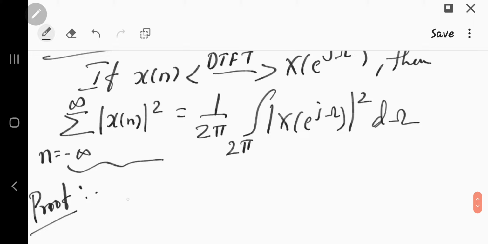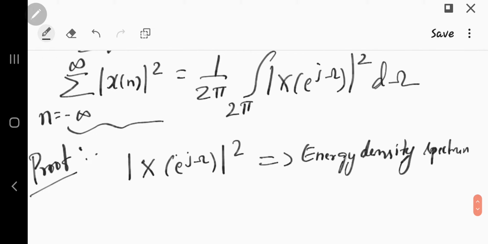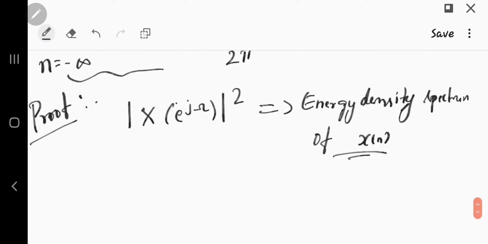That means you see this, X of e power j omega whole square, this is the energy density spectrum of what? Of x of n, just x of n. Okay.